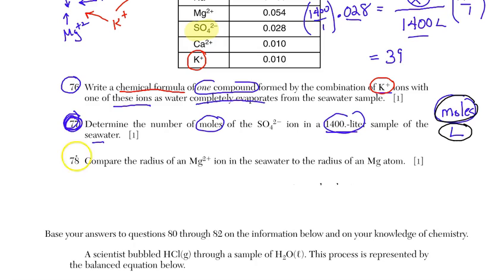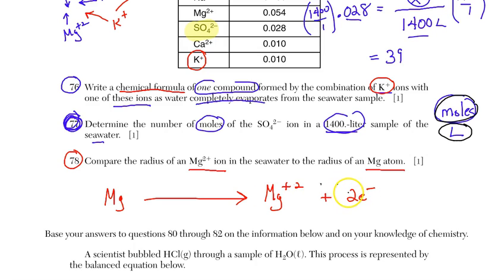Number 78. Compare the radius of a magnesium 2+ ion with the radius of an atom. Well, what do we know? We know in an atom of magnesium, the electrons and the protons are equal. And then when it becomes what we call a cation, or a positive ion, it lost 2 electrons. If you look at something called a half reaction, it lost 2 electrons. And if you have 2 fewer electrons, that means the remaining protons, which don't change because it's still magnesium, outnumber the electrons by 2, and they pull in the electrons. So you should know when you lose electrons, the radius gets smaller.